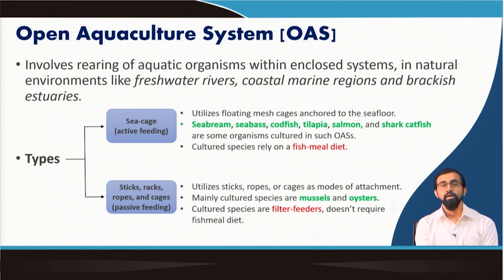The second type is passive feeding, where you can provide sticks, racks, ropes, or cages. In these arrangements, the mussels and oysters, or even seaweeds, just grow over the surface. They are mainly filter feeders. They take in the water of the surrounding places and filter it through the system they have in their body. Because of that, whatever planktonic organisms are present in the water they take in, they can easily filter out and utilize as a diet. So for these aquatic species, we don't have to rely on additional fish meal diets.